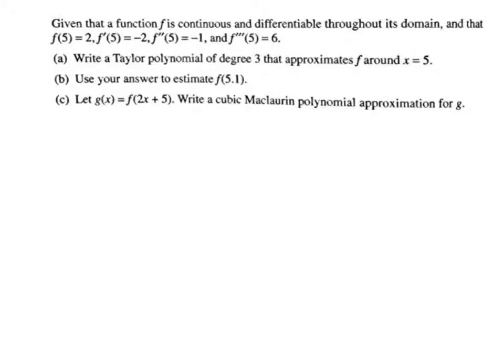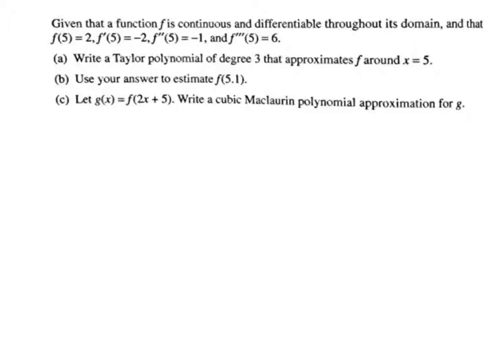In this video we want to do an example of a Taylor and Maclaurin series free response. So first of all, you see it says given that the function f is continuous and differentiable throughout its domain, and that f of 5 is 2, f prime of 5 is negative 2, f double prime of 5 is negative 1, and f triple prime of 5 is 6. Alright, write a Taylor polynomial of degree 3 that approximates f around 5.